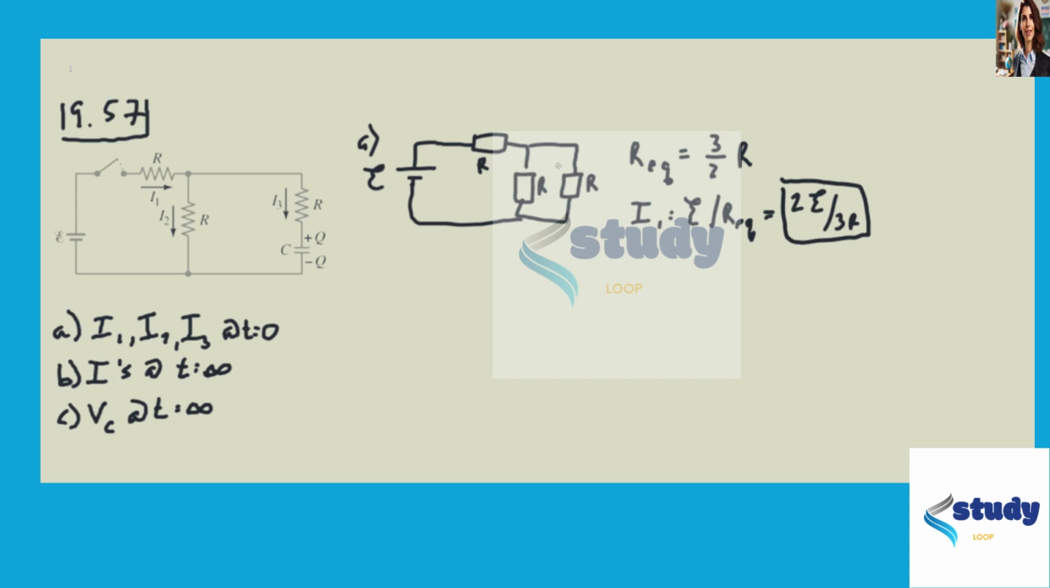And then because these resistors are in parallel and have the same value, I1 splits evenly between them. I1 is always going to be I2 plus I3, and I2 and I3 are going to be equal because the resistors have an equal value. So I2 equals I3, which is 1/2 of this. So that's E over 2R.